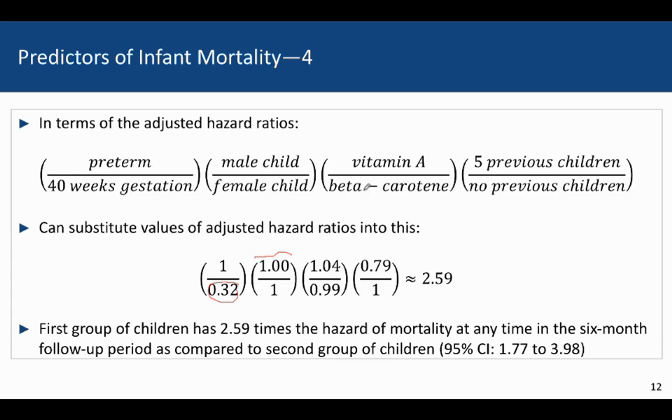So we'll take that. For the vitamin A group compared to the beta carotene, well, the hazard ratio of vitamin A to the placebo was 1.04, and the hazard ratio of beta carotene to the placebo was 0.99. If we take the ratio of those two ratios, we'll get the adjusted hazard ratio for vitamin A compared to beta carotene. And then the 5 previous children, the no previous children part, is a hazard ratio of 0.79 to 1.